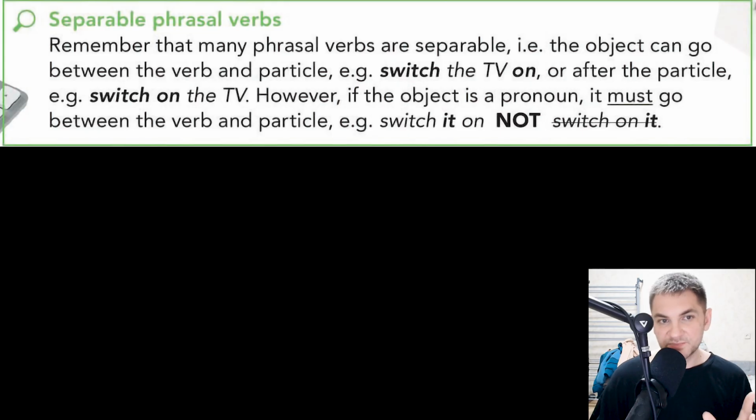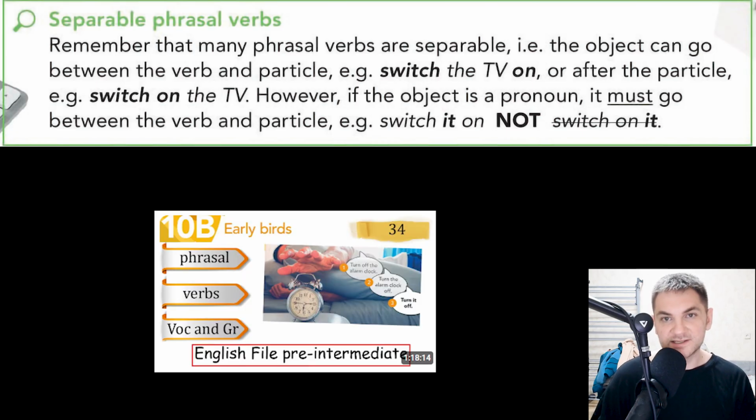Let's read this. Separable phrasal verbs. Remember that many phrasal verbs are separable. The object can go between the verb and particle, for example, switch the TV on, or after the particle, for example, switch on the TV. However, if the object is a pronoun, it must go between the verb and particle. For example, switch it on, and we can't say switch on it. Look, it's complicated, I know. Actually, we worked with this in pre-intermediate lesson 34, 10b. It was called Early Birds. Check the link for this lesson in the description if you want to revise this.